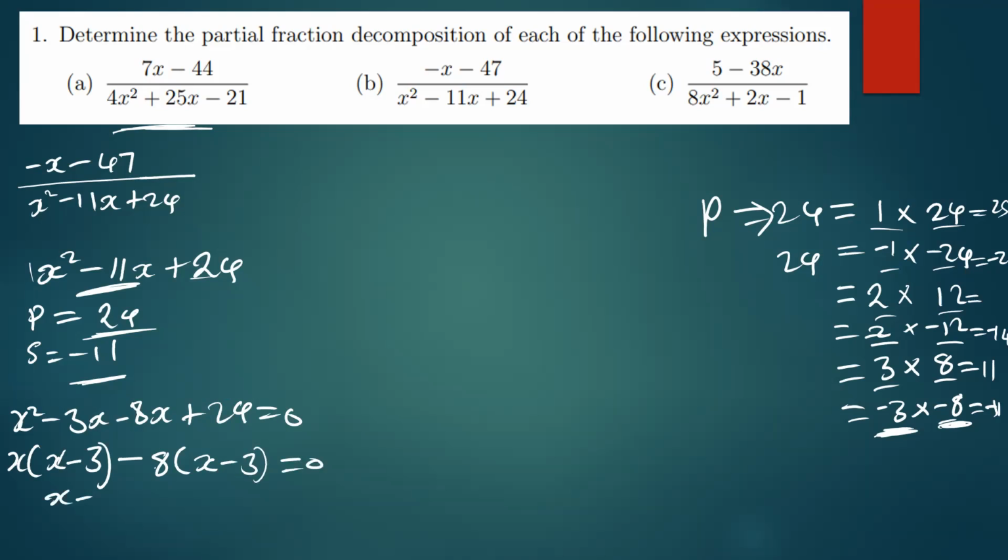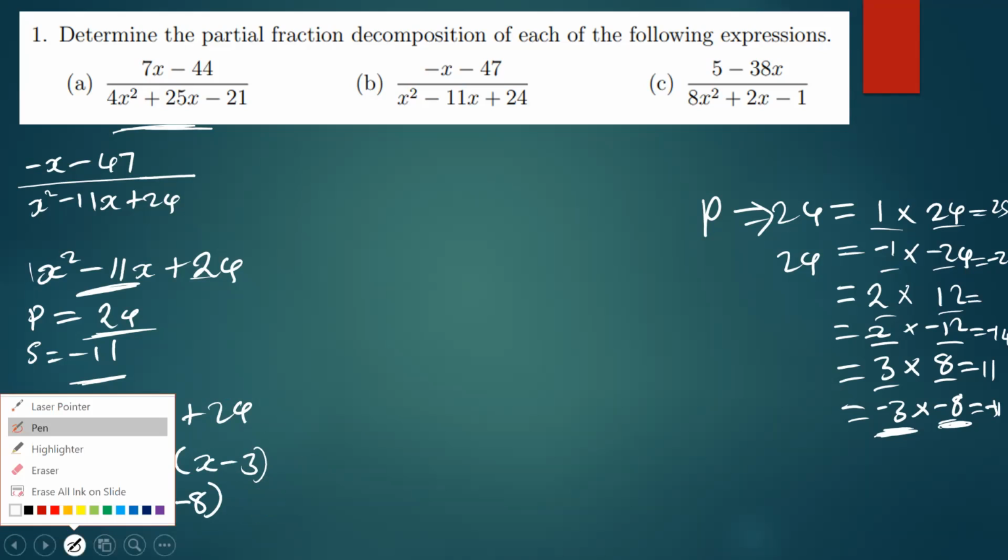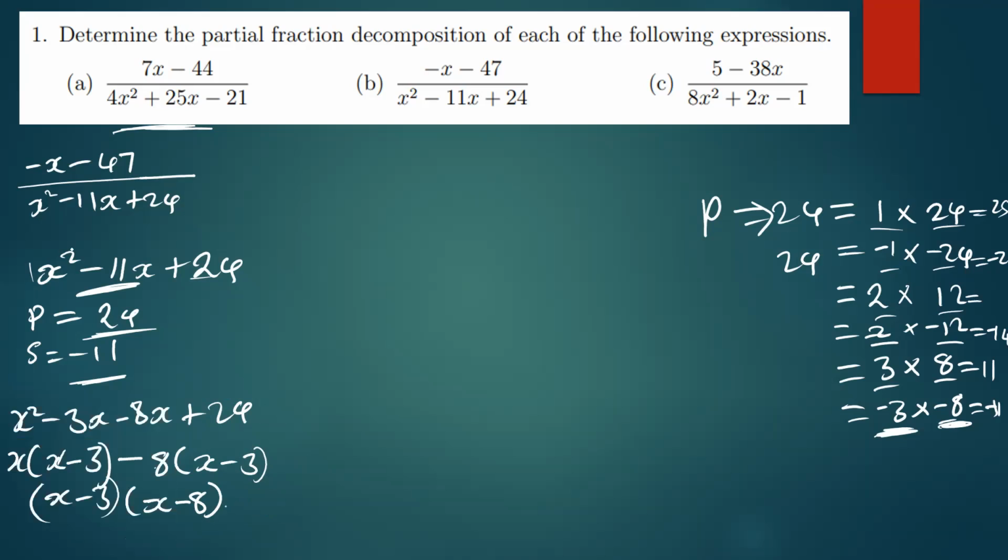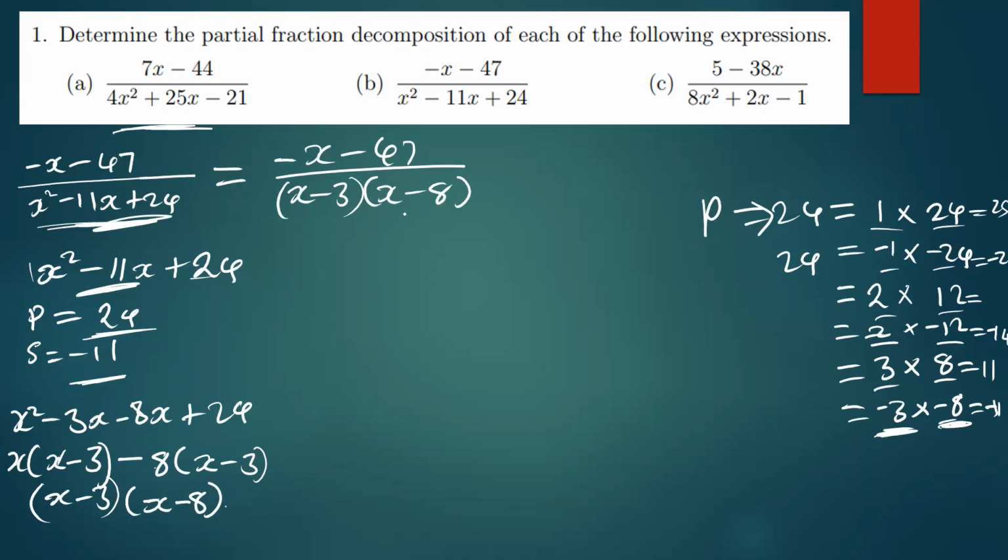So we factorize this further. These are the factors for this expression. So this can also be written as negative x minus 47, everything over x minus 3 times x minus 8. This quadratic expression can also be written in that format.